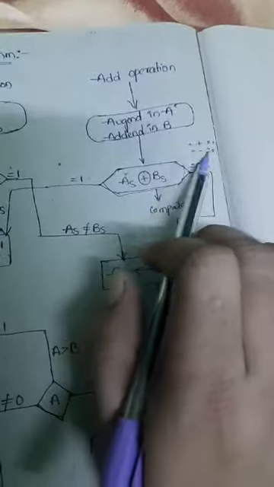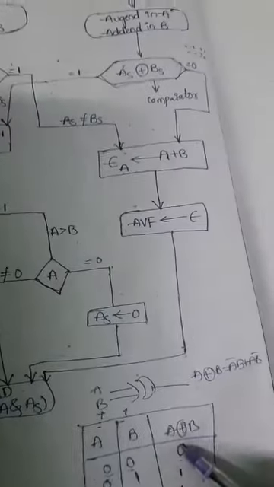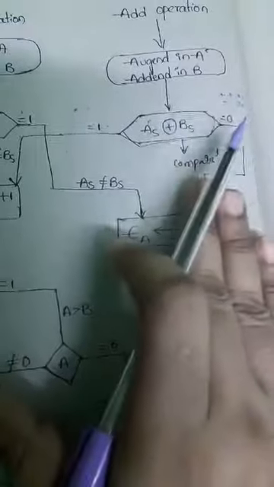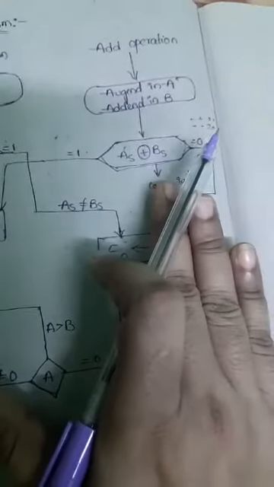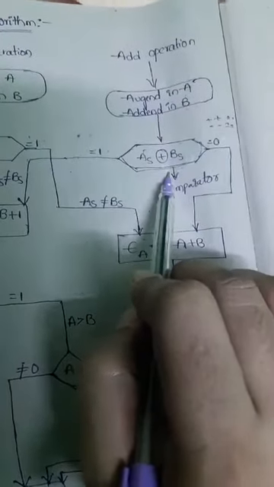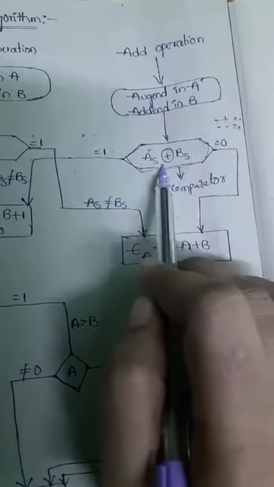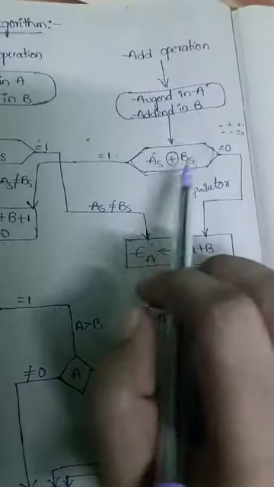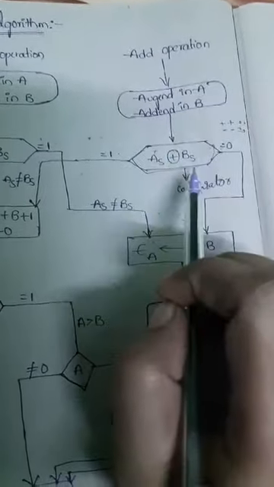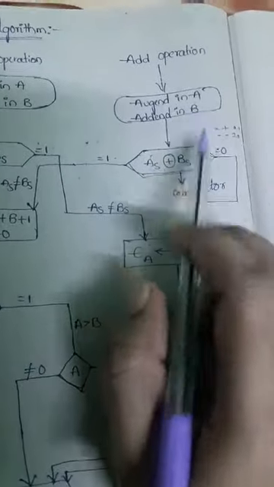So if both signs are positive, the result will be 0, and if both signs are negative, the result will also be 0, right? So both signs are the same. If you want to perform the addition operation, we have to compare the sign bits of both numbers. If they are the same, then add the magnitudes. How can we add the magnitudes? The first magnitude is present in the A register and the second magnitude is already present in the B register.